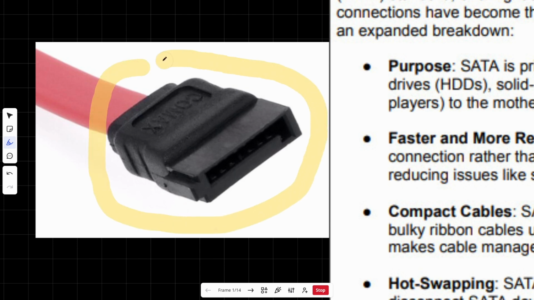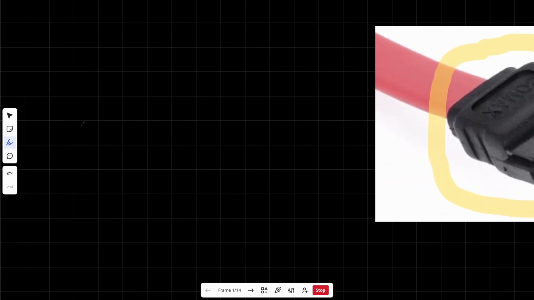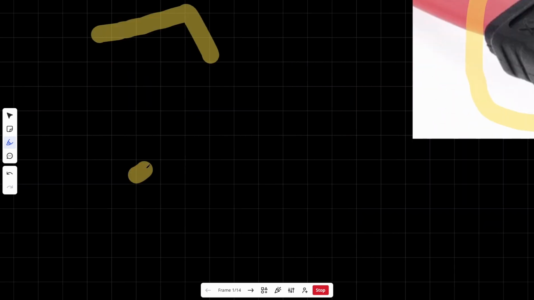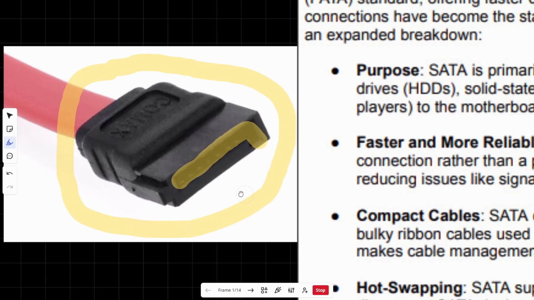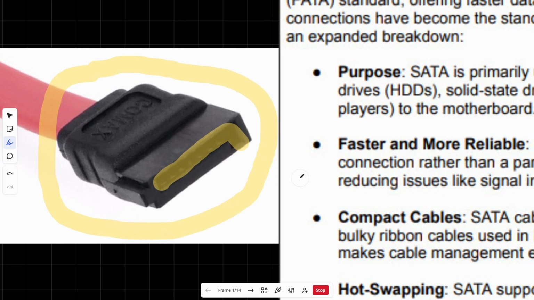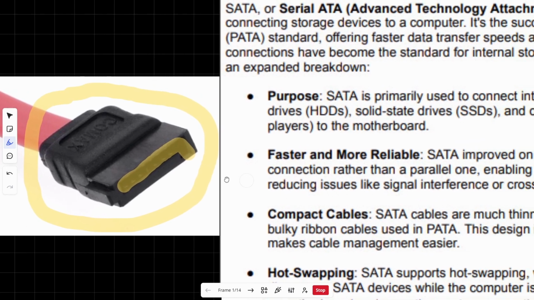You can easily identify a SATA cable by that little lip, right? It has this shape to it. A little lip. See that lip? It's like that, and then down. That's how you identify the SATA cable. That's the best quick trick that I use to be able to identify it.